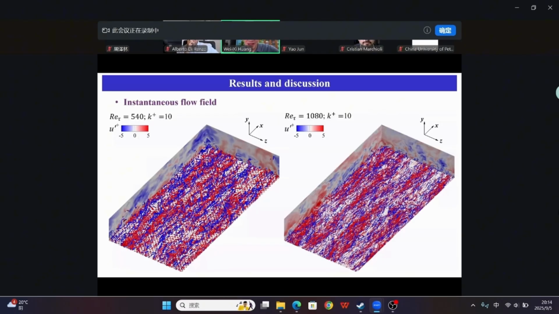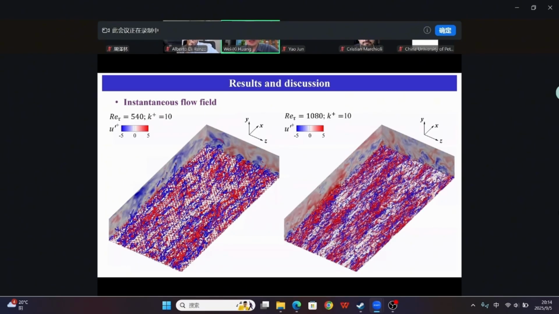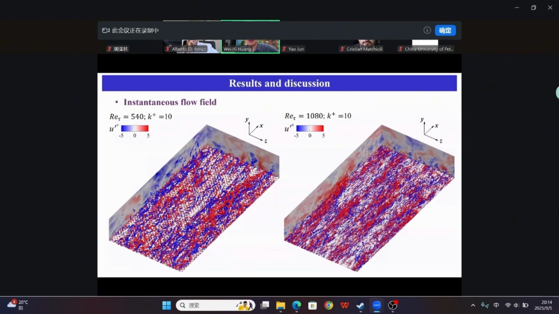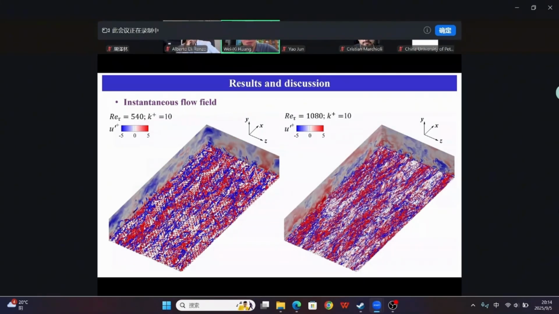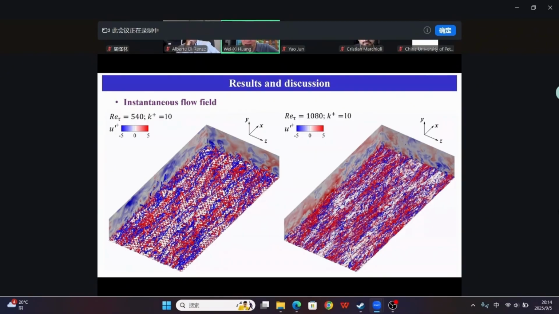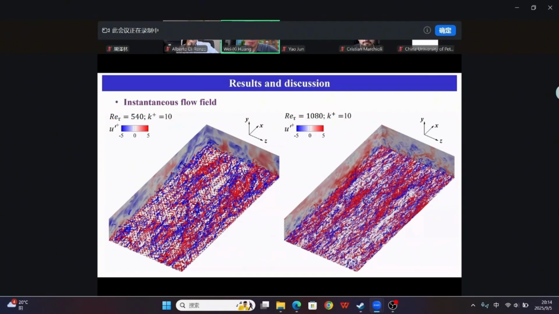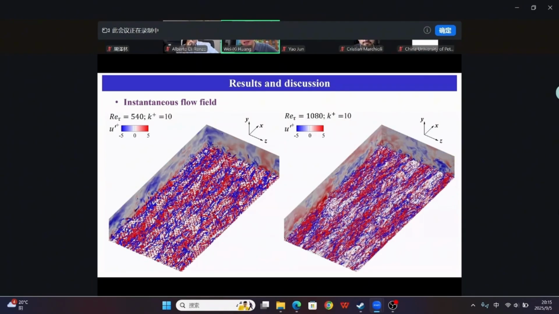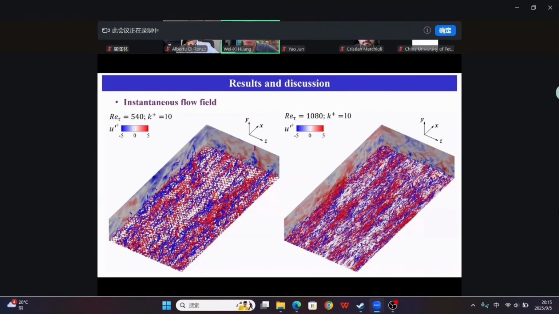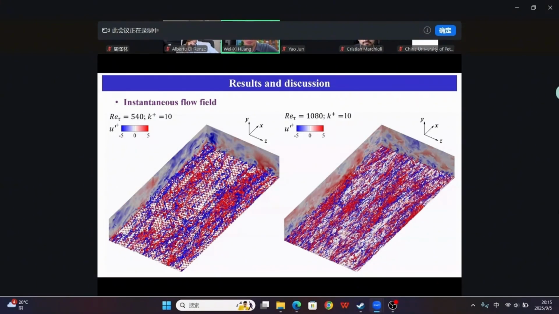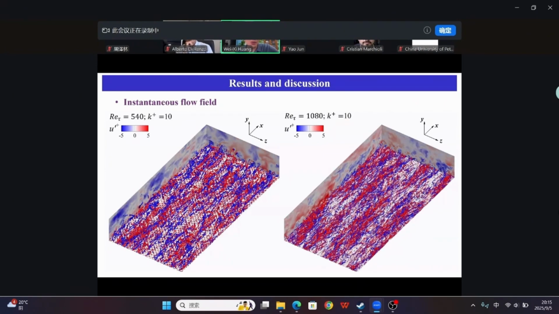So here shows some instantaneous field of two examples. One is Re tau 540, and another is Re tau 1000. So we can see for Re tau increase, for the same K plus, the roughness in physical space becomes smaller. So here we can see many near wall vertical structures, and they may also form a kind of bundle of vertical structures. It's related to the outer layer very large scale motion.